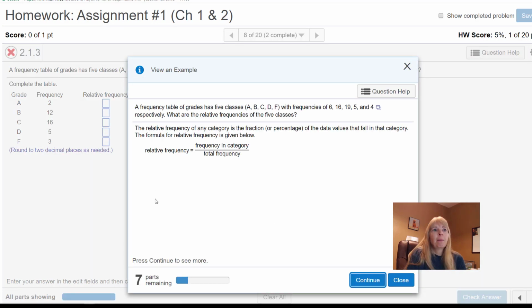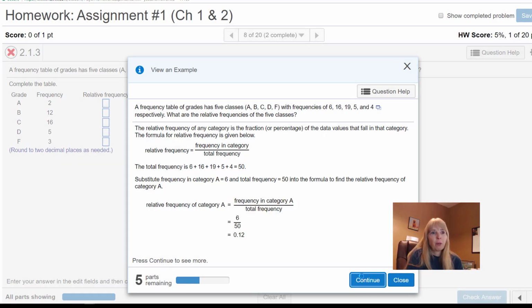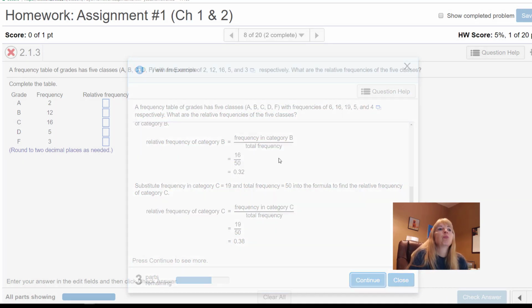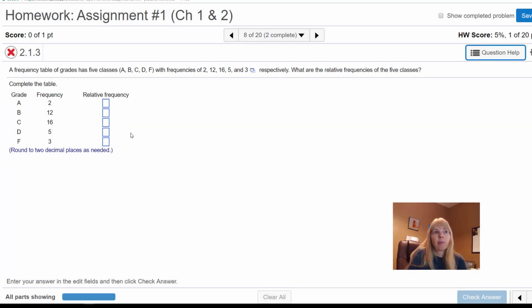The view an example gives you one like this one. So notice here, the numbers are different, okay? But it's the same procedure. The only bad thing about this is it's kind of a crutch for most students that they use constantly. If you are having to use this for every single problem, you probably need to rework the problem until you really get it. Otherwise, you might struggle on the test.